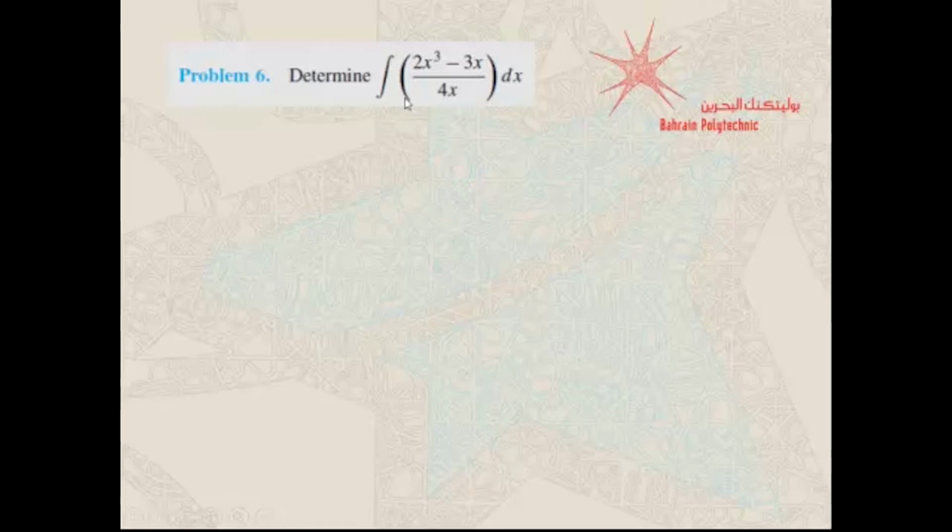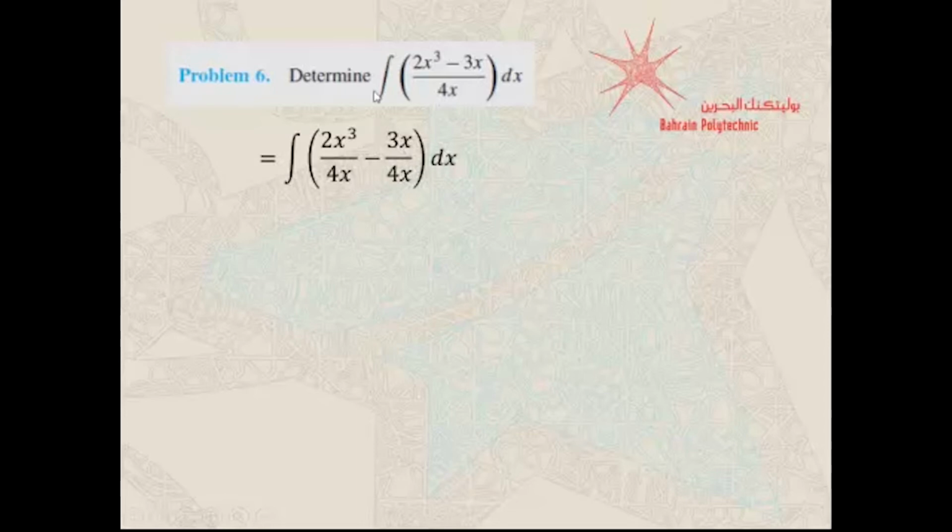Another example, you've got the integral of 2x to the power of 3 minus 3x, and this is all over 4x dx. To make it in a form which is easy to integrate, what I'm going to do is separate the two terms. This is all over 4x, which means this term is over 4x, and this term is also over 4x. So that's what I'm going to do now.